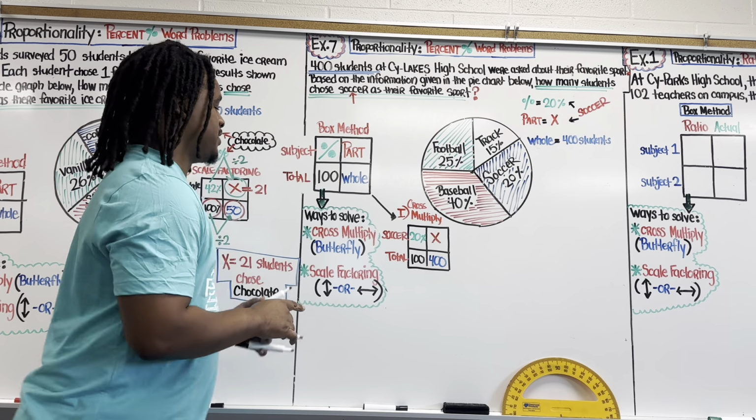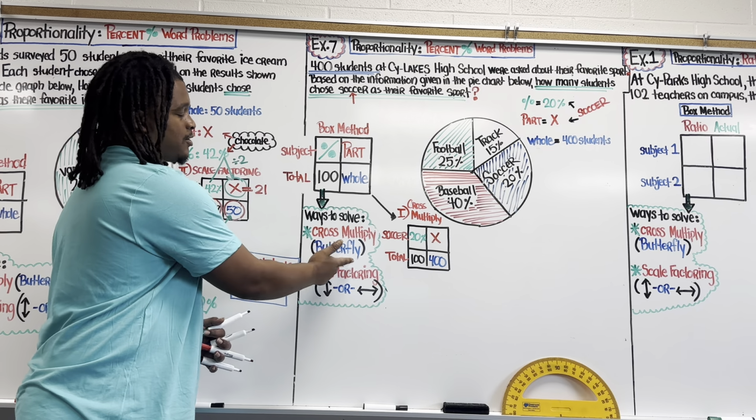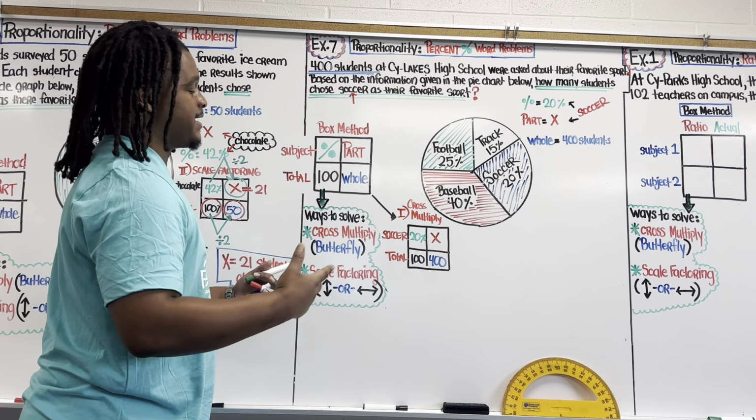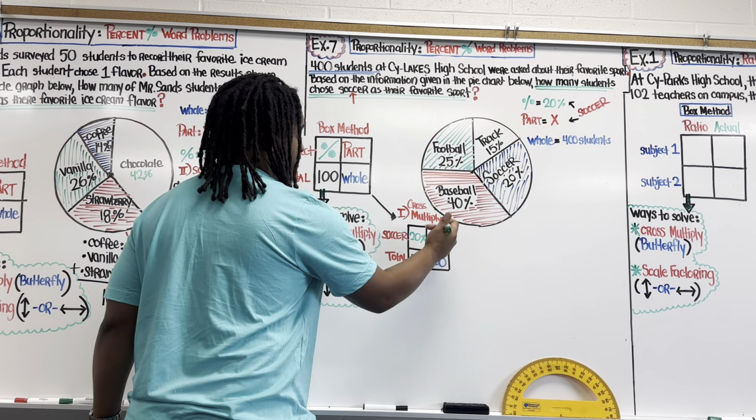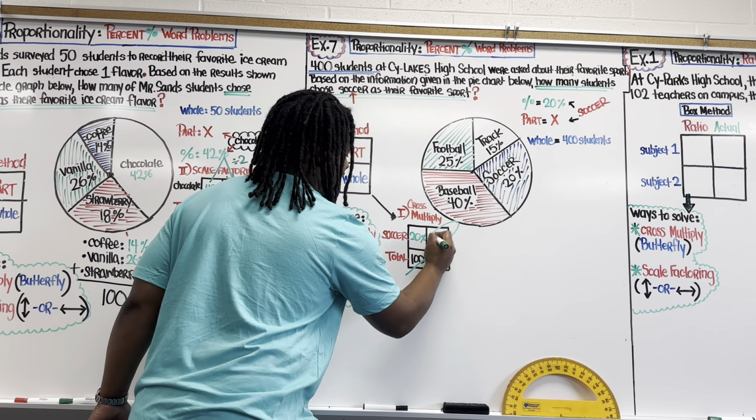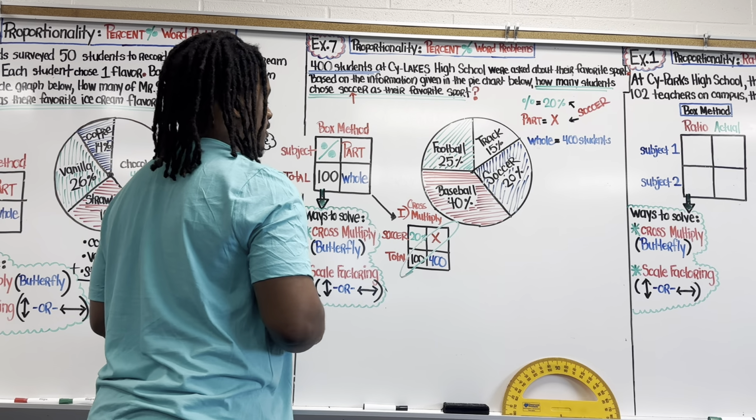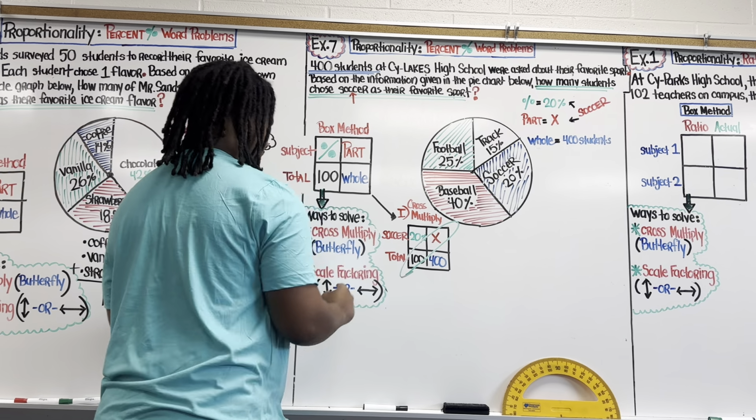All right, so let's do this particular method first, which I also call the butterfly method. That's a nickname that I give it, okay? All right, so let's cross multiply. Always multiply X with the number or the value that's diagonal with it. 100 times X is 100X.